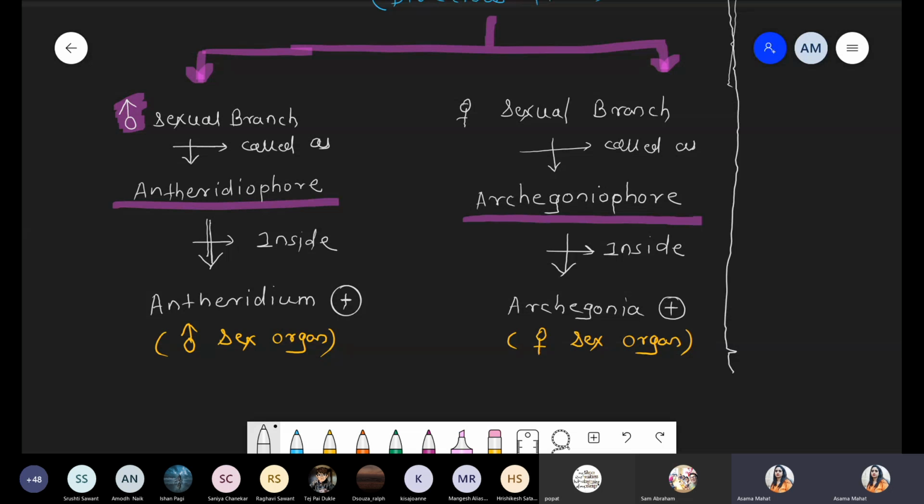So the archegoniophore has a well-developed flower petal-like arrangement, right? This is the key to understanding the difference between the male and the female sexual branch. The entire rest of the portion is 100% similar with each other. Where will the distinction be? The distinction will be only at the tip.